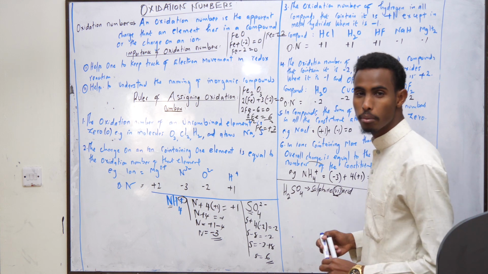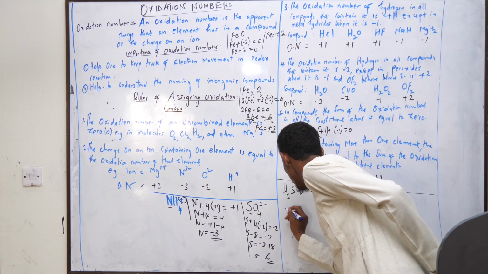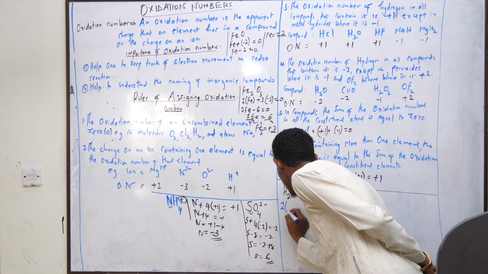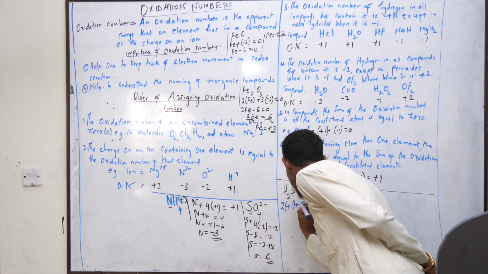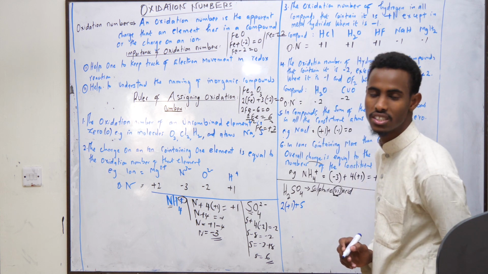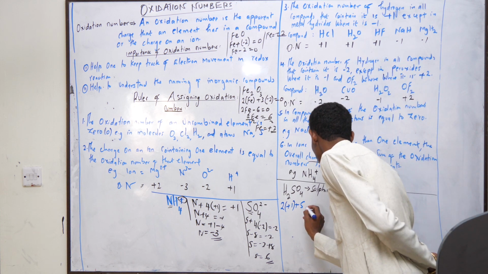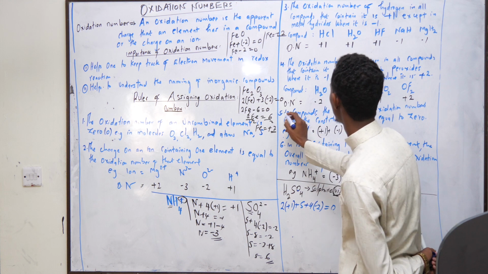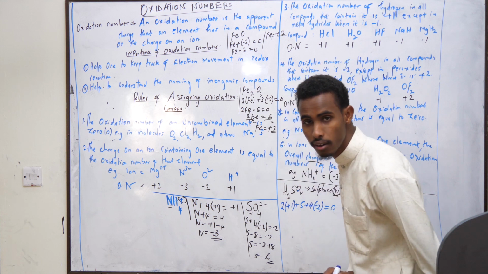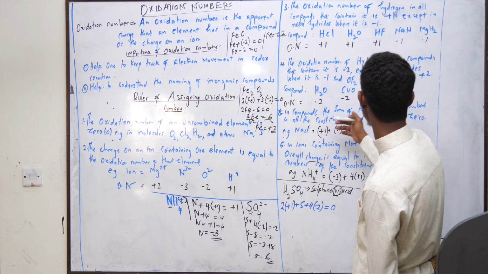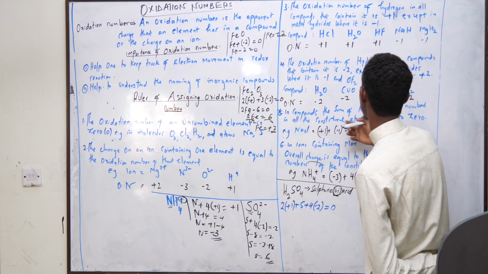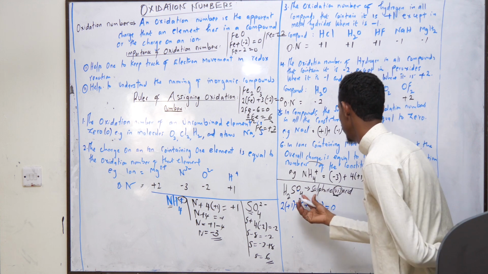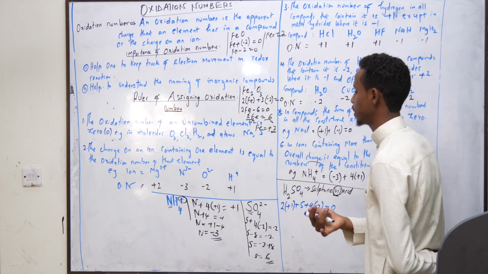We know the oxidation number of hydrogen is positive 1. Now we have 2 hydrogens. 2 into bracket positive 1 plus the S is unknown. We want to prove if it is really 6 or not. Plus 4 into bracket, each has -2, shall be equal to 0. Because of rule number 5: in a compound, the sum of the oxidation numbers of all the constituent atoms is equal to 0. And this is a compound.